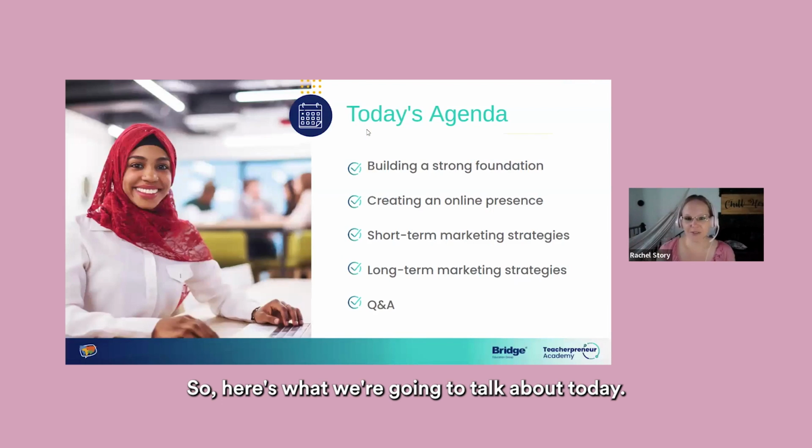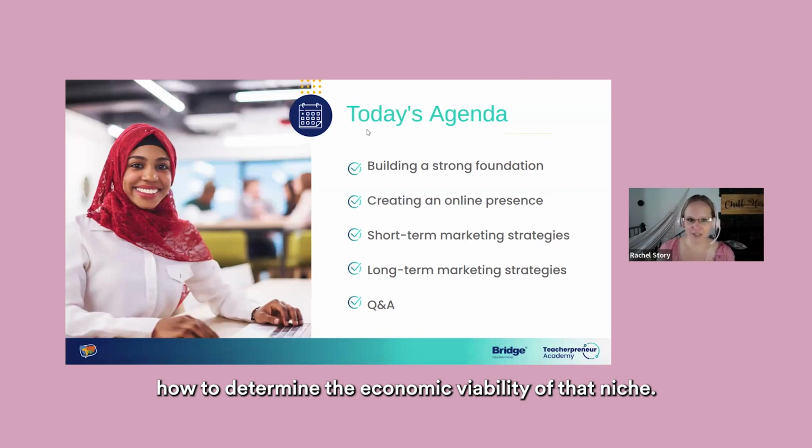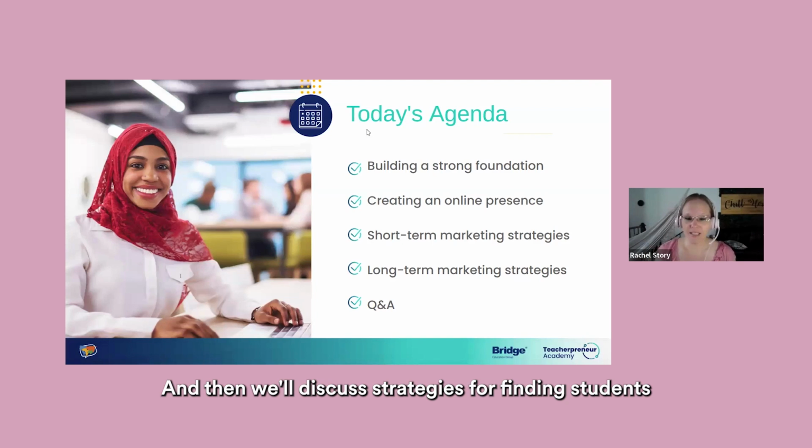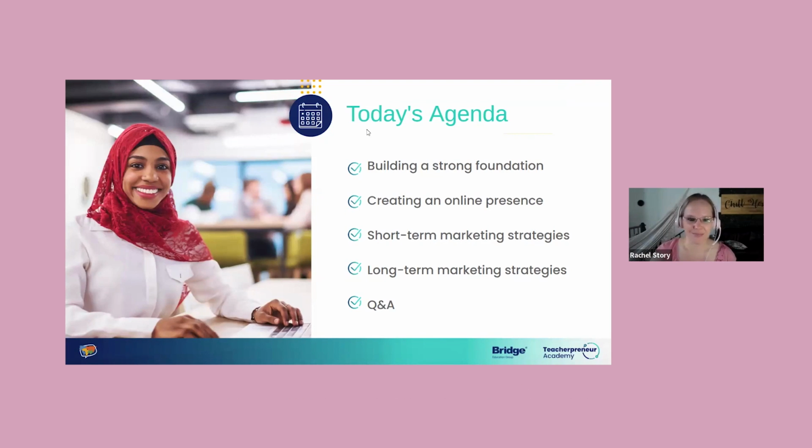So here's what we're going to talk about today. We have an action-packed agenda. First, we'll talk about the importance of identifying a viable niche and how to do that. Then we'll talk about how to determine the economic viability of that niche. And then we'll discuss strategies for finding students as well as online marketing techniques. And then we'll have a bit of time at the end of the workshop for Q&A before we wrap things up.